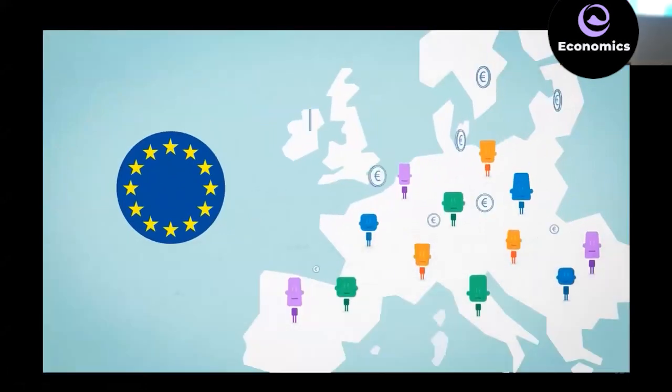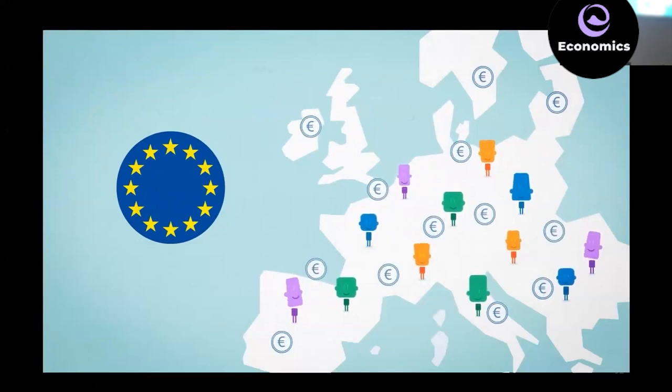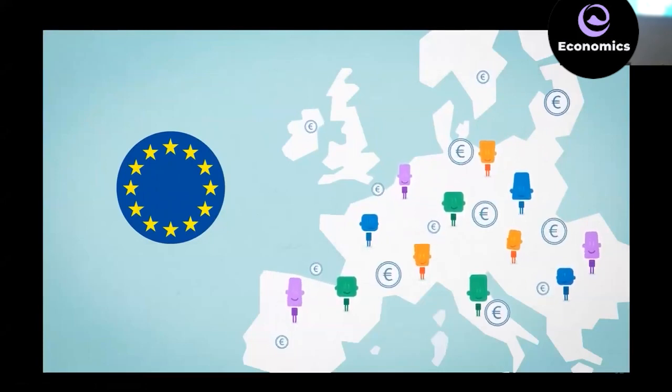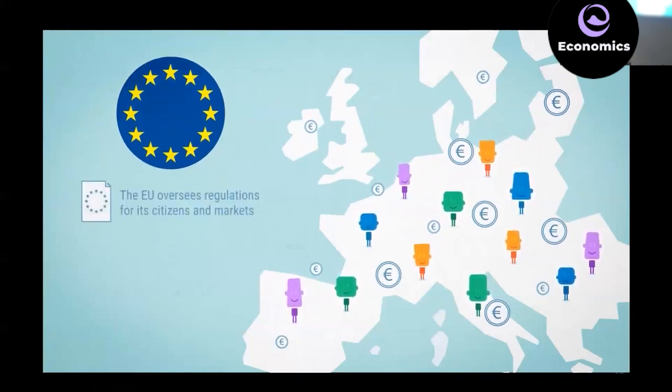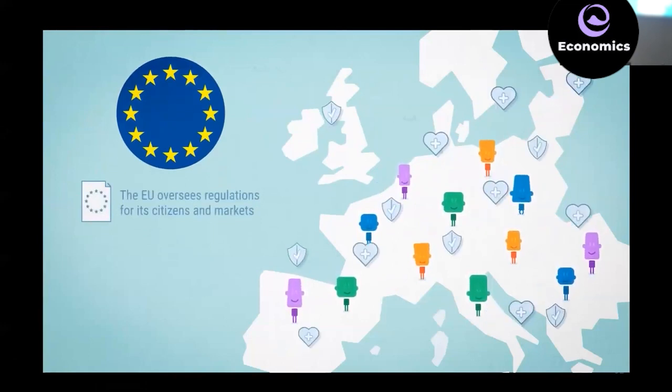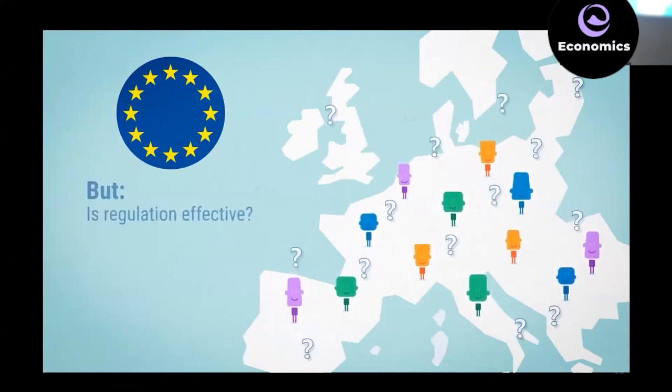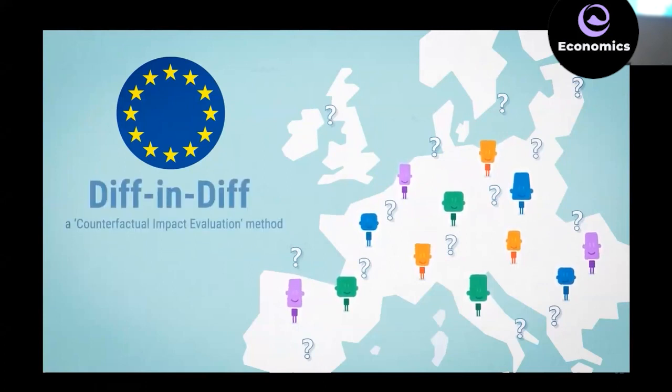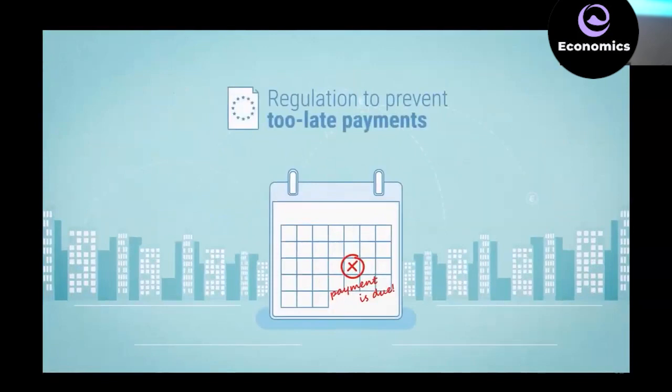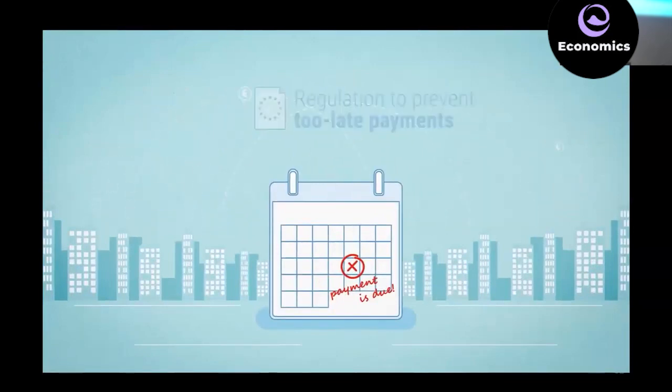Projects outside the European Union, some are more effective than others. Choosing the most effective ones is important to give good value for money for the European taxpayers. The EU also oversees regulations that aim to protect its citizens' health and safety and improve the functioning of the single market. But is regulation effective? One way to establish this is using the method of difference in differences, diff in diff, one of the counterfactual impact evaluation methods. Consider some regulation preventing too-late payments in commercial transactions. How do we know that the regulation was effective?